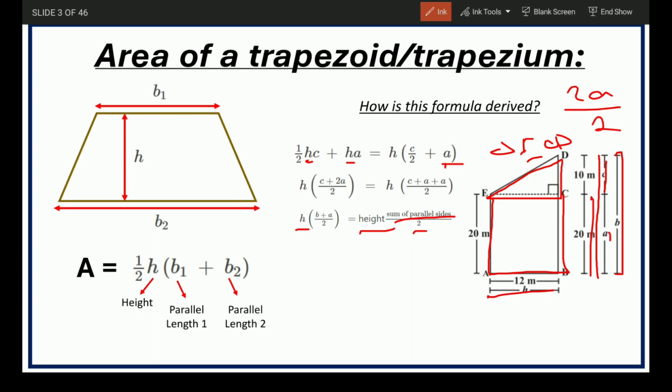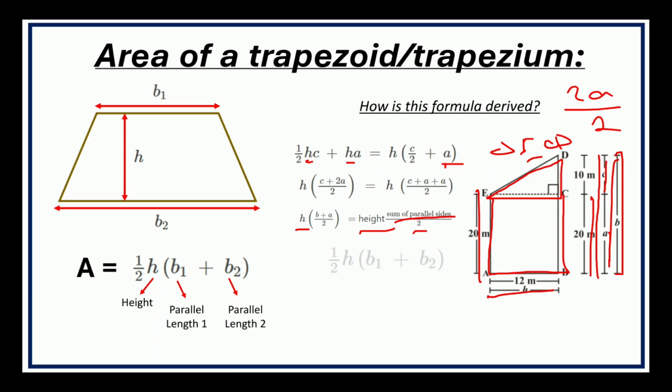The height, the sum of the parallel sides, this side and this side, a here and b, c plus a, by 2. Thereby we get the formula of 1 by 2 h (b1 plus b2).